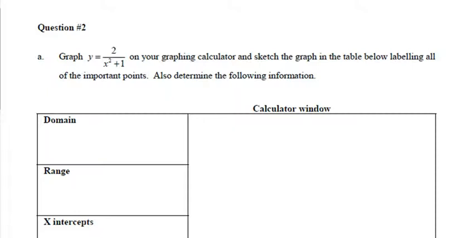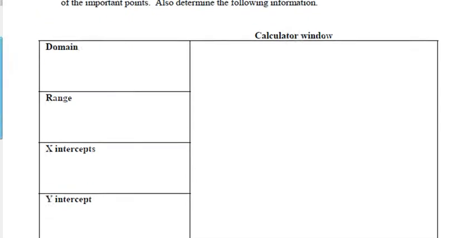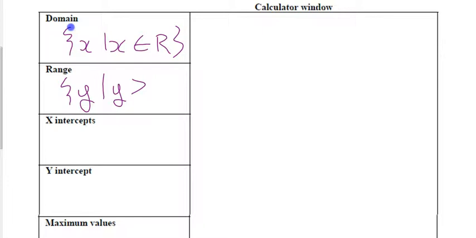Graph y equals 2 over x squared plus 1 on your graphing calculator and sketch the graph in the table below, labeling all of the important points. Also determine the following information. Okay, so I'm not going to sketch this. What's the domain? X belongs to reals. What's the range? Y is greater than 0, less than or equal to 2.